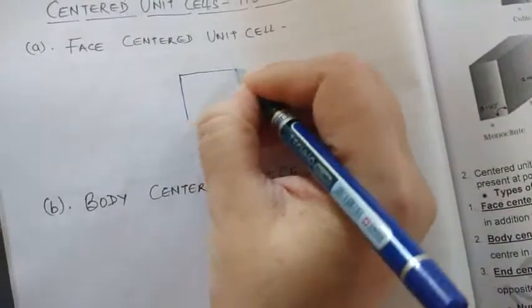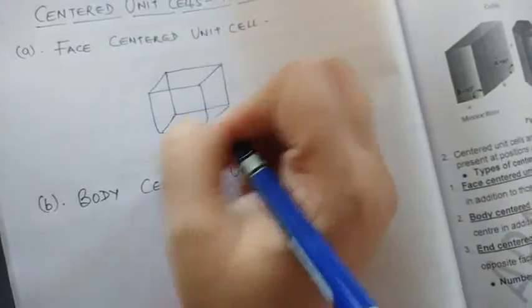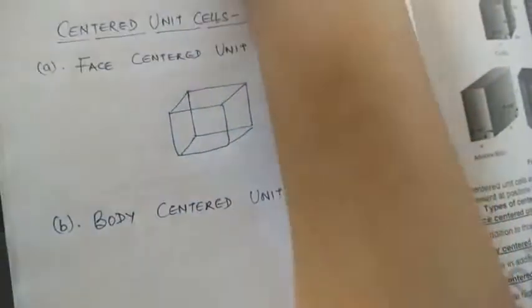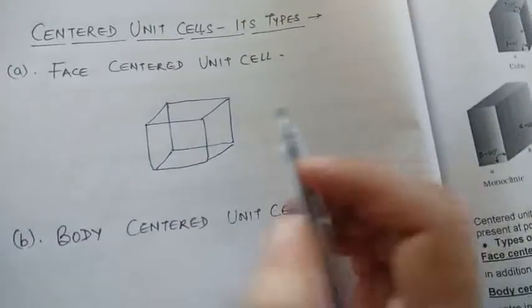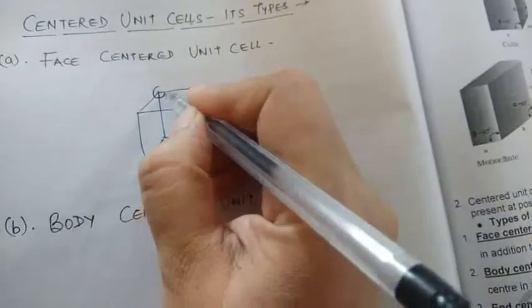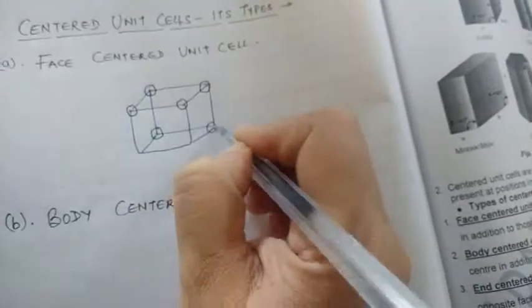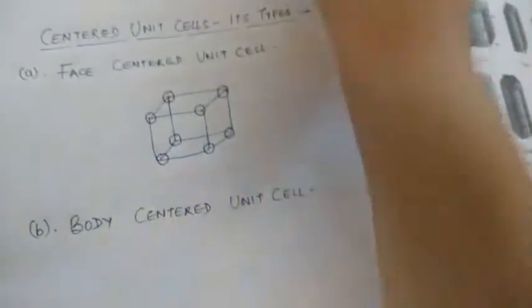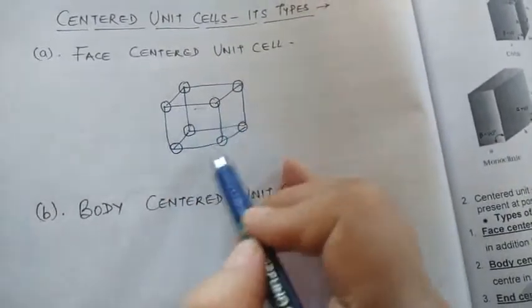So let me draw a face-centered unit cell. First of all, we will have to draw a cube as we were drawing earlier, which is representing a unit cell. So this is the cube drawn. Once we have drawn the cube, as per the definition, what is a face-centered unit cell? As I told you, in addition to the corners, whatever kind of unit cell is there, it will always have atoms at the corner. So very firstly, we will have to draw the atoms at corners. So I have drawn the atoms at corners.